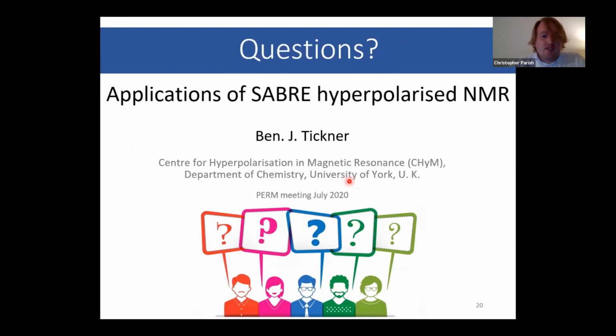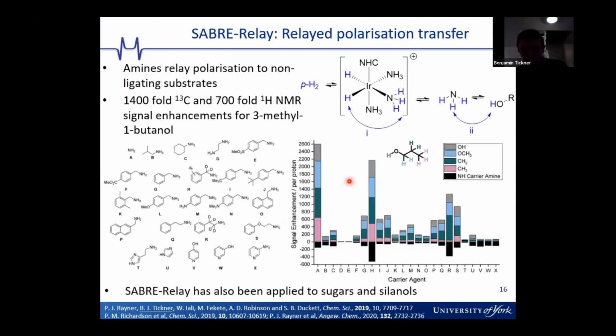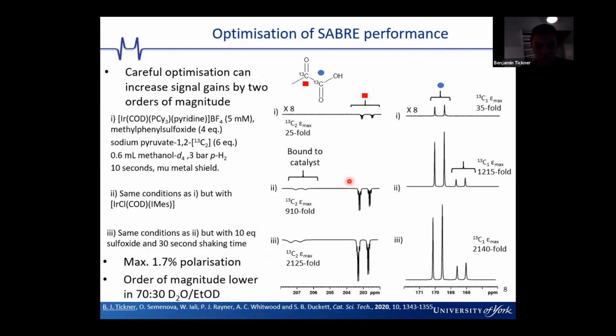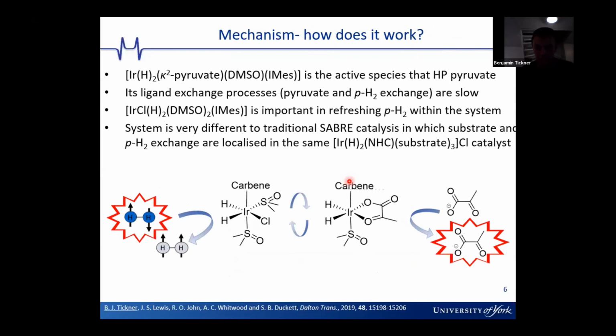What evidence supports the idea that there is a different catalytic species for H2 exchange versus substrate polarization, in a way that's different from normal SABRE? So, okay, it was a good question. If I go back to that slide, the polarization transfer catalyst with the pyruvate ligated to it, this one here: when we try to probe the exchange processes of the pyruvate and the hydrogen using exchange spectroscopy, we don't observe any hydrogen exchange or pyruvate exchange on the NMR timescale, which would allow you to measure those rates.